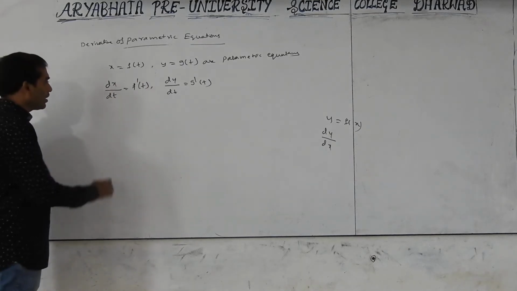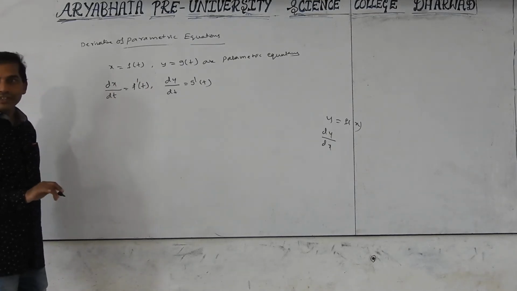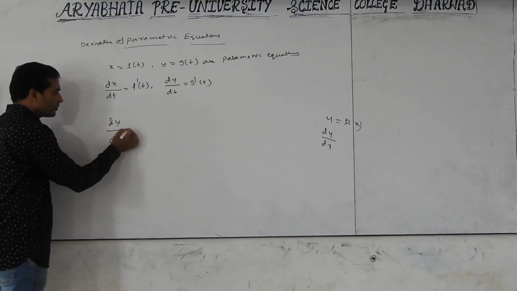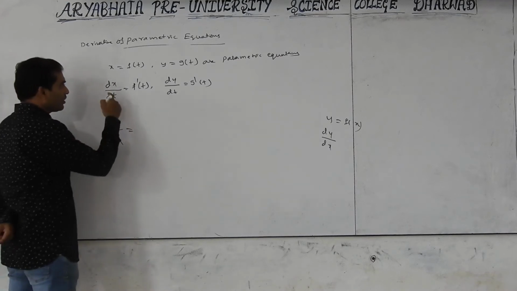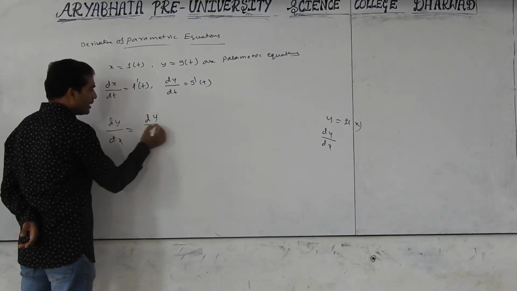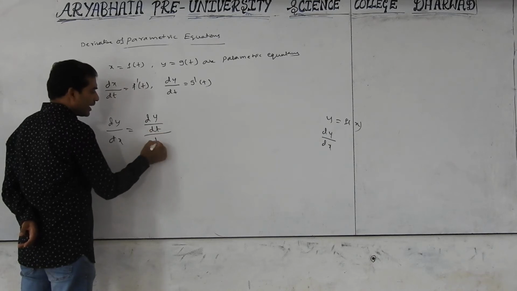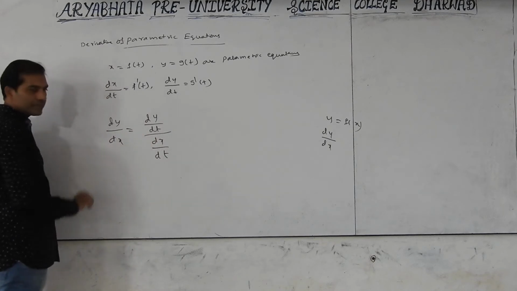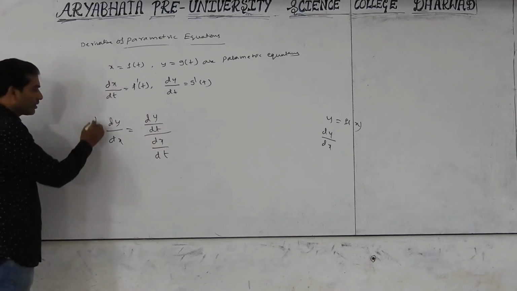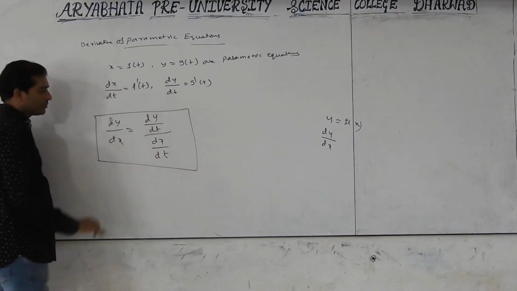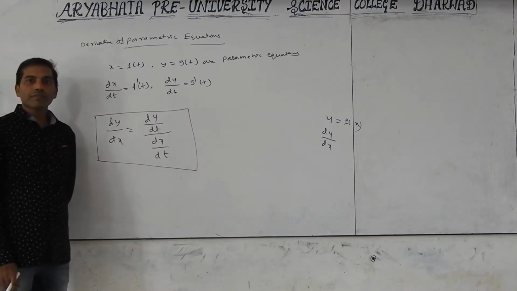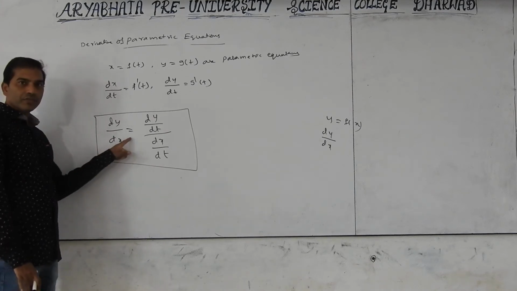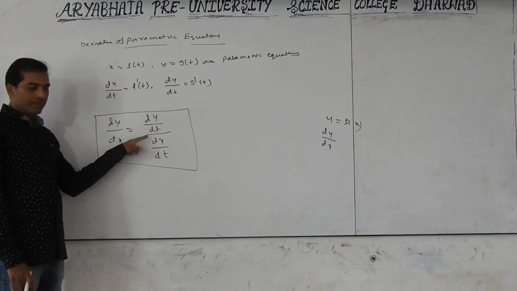Right? Okay. Now we want dy by dx, not dx by dt, not dy by dt. So dy by dx equals, by the chain rule, dy by dt by dx by dt. This dt gets cancelled, giving dy by dx. So this is the procedure to find the differentiation of a parametric equation: dy by dx equals dy by dt by dx by dt.